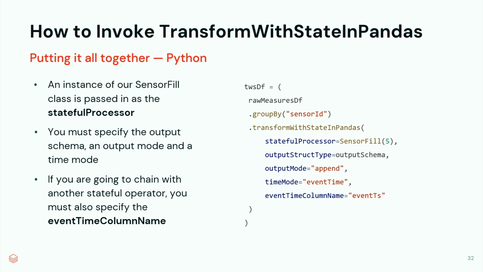Now, if you're going to chain with additional stateful operators, you have to specify the event time column name. So you can see that down there at the bottom. That is what the downstream operators are going to use to check against the watermark. That's the column it'll use. So you need to type that information. If you're not downstream chaining, if you're not calling something else, you don't need to specify that.